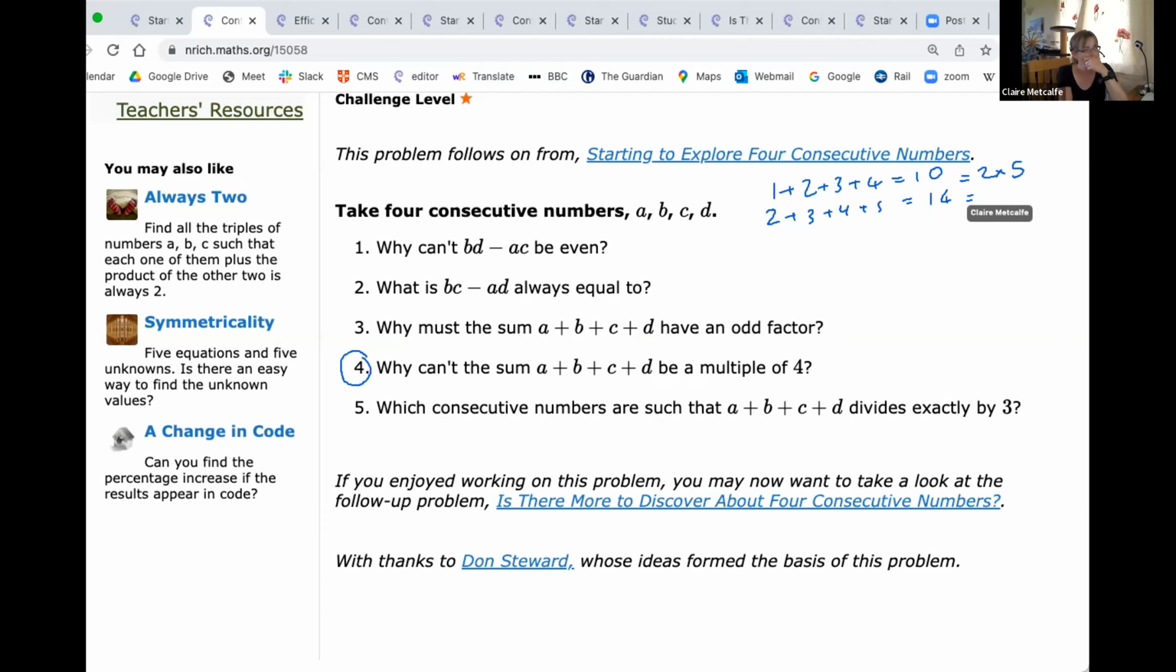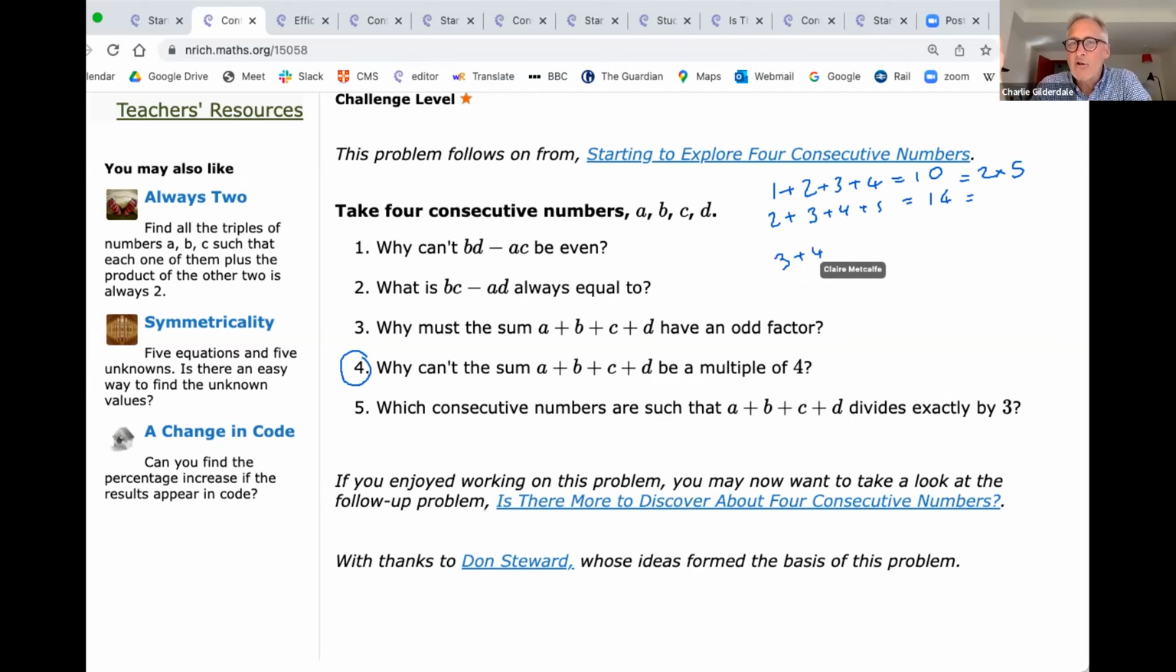I've added 1 to the 1 to make it 2. I've added 1 to the 2 to make it a 3. I've added 1 to the 3 to make it a 4. And so on along the line. So the total is 4 more than it was in the line above. So I'm going to get 14. The next 4 consecutive numbers will add up to 18, and then 22, and then 26.